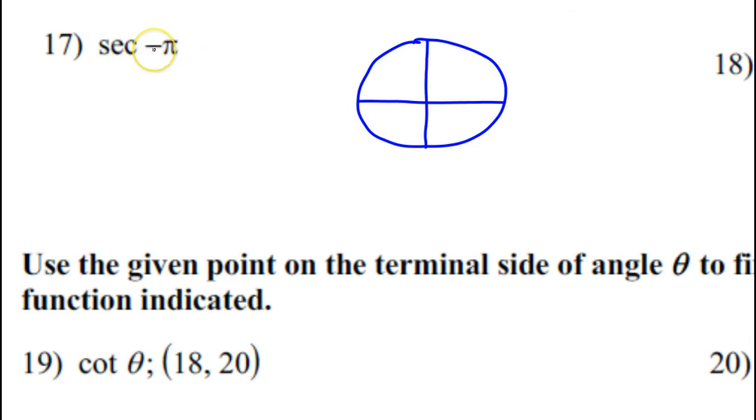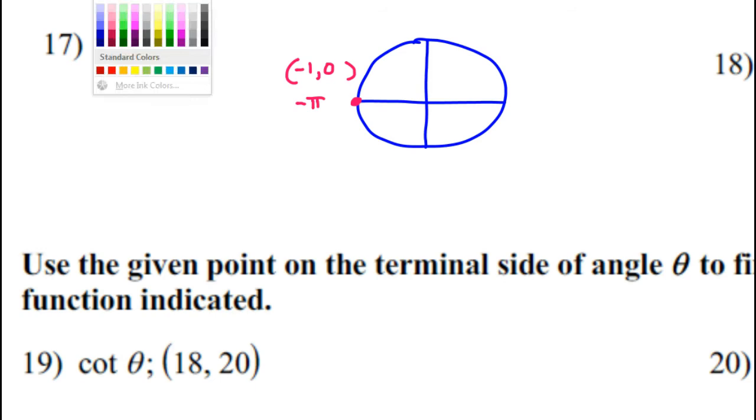So technically, this is a negative angle, which means we should be looking at it as a clockwise motion. But either way, no matter which way you went, you're going to end up here. So negative pi is right here on the negative x-axis. So there is no reference angle, so we're going to think a little bit differently. Instead of talking about reference angles, we're just going to talk in terms of coordinates. So the coordinates at this point are -1, 0. All right, keep that in your head.